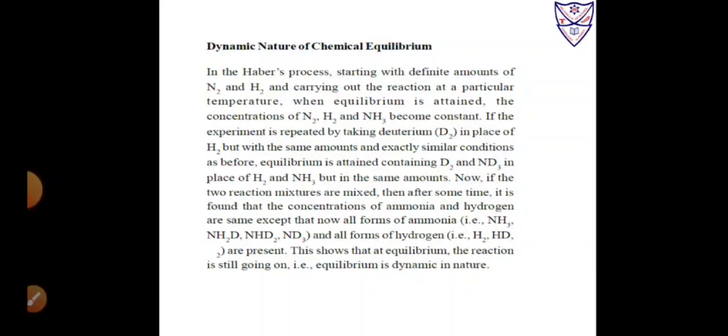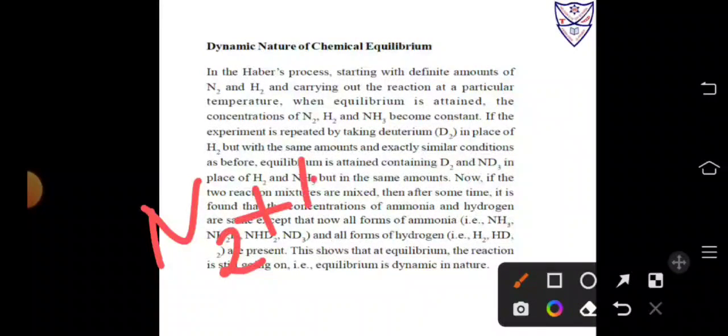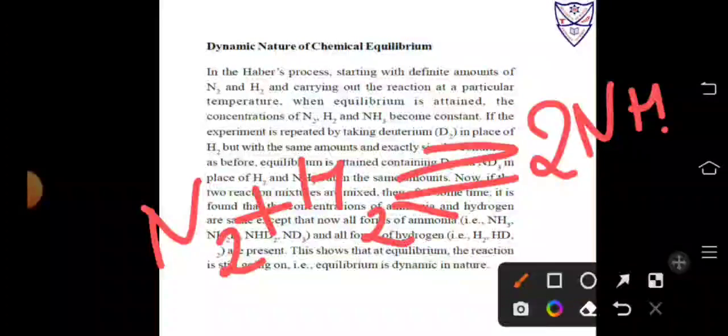So there are certain conditions at some time where the nitrogen, hydrogen and ammonia are constant. For example, I would like to write here the equation: nitrogen N2 plus hydrogen H2, reversible, gives 2NH3, ammonia. How? Because N2 is there, so N2 is there. Hydrogen is 3H2, means 6, and here 3 to 6.